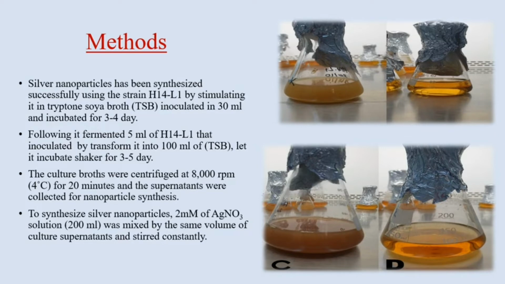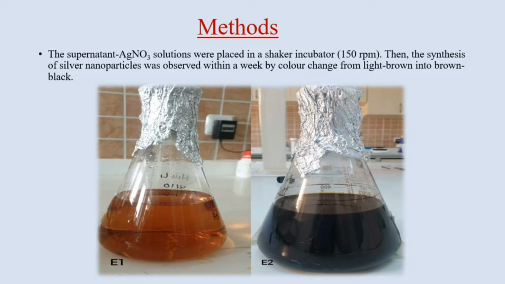The culture broth was centrifuged at 8,000 rpm for 20 minutes at 4 degrees, and the supernatant was collected for nanoparticle synthesis. To start synthesizing nanoparticles, 2 millimolar silver nitrate solution was mixed with the same volume of culture supernatant and stirred constantly.